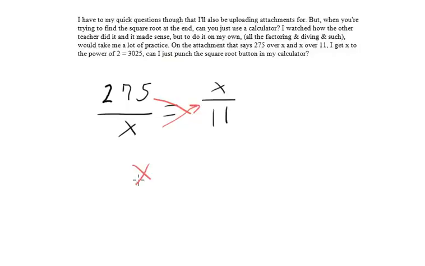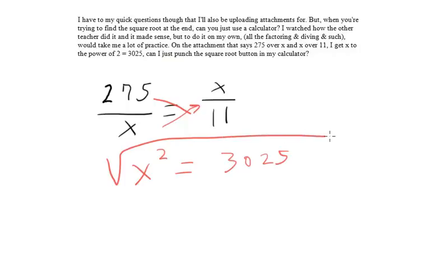We're going to get x squared equals 3025. And at this point, here's your question, I think. Can you simply take the square root of both sides? Well, if this is a perfect square, yeah, that works out great. In this case it is, because x ends up equaling 55.